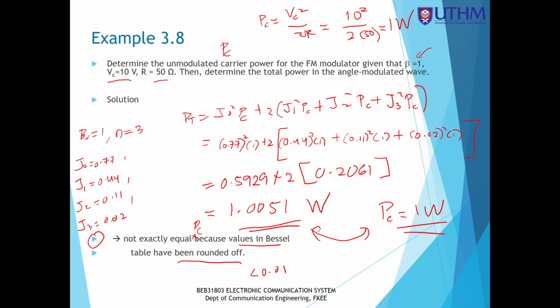So that's why I told you in the exam you can choose either one, no problem. You can write using the long equation, or you can write using the carrier power, no problem. This example just wants to show the difference. Why is there a difference? Because we have rounded off the values in the Bessel table in your notes. If you have free time, browse the internet and look for the Bessel table. You're gonna get the complete Bessel table, which is more accurate. Okay, lebih accurate.